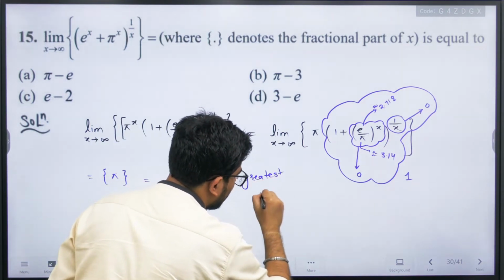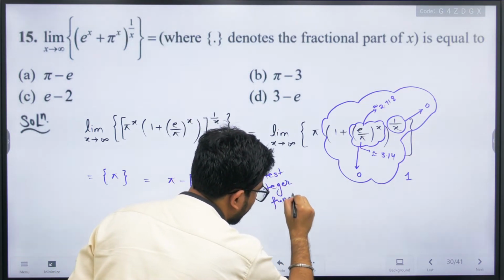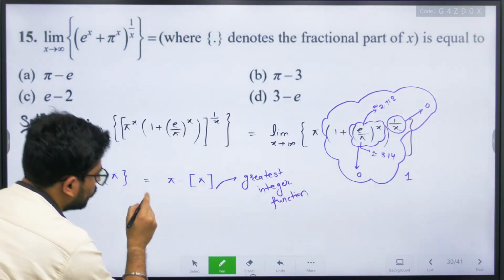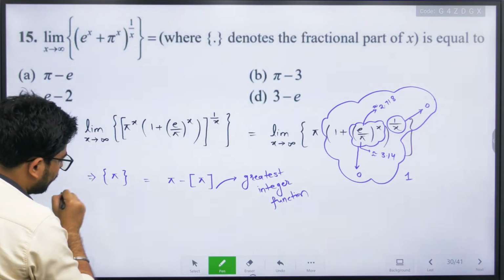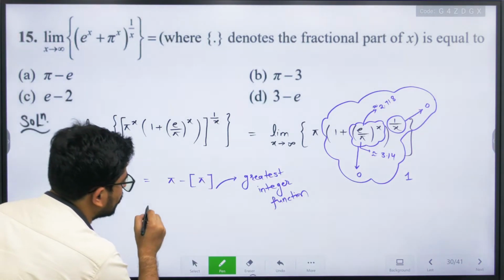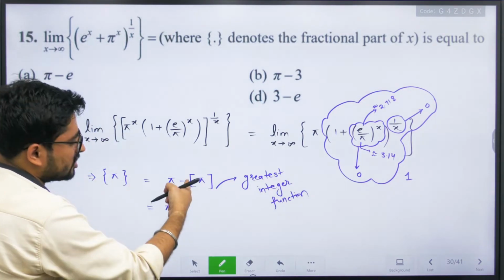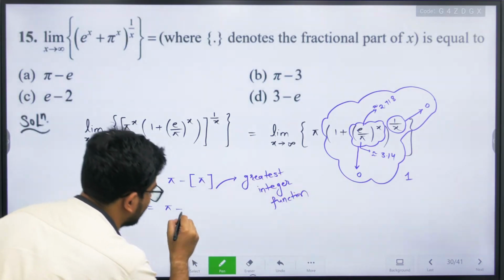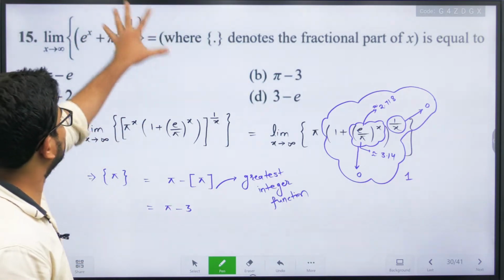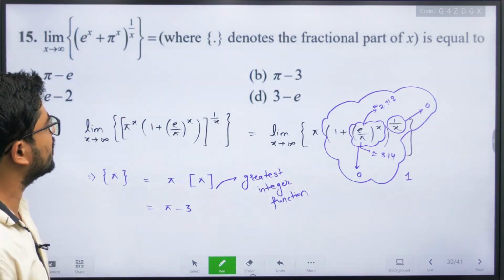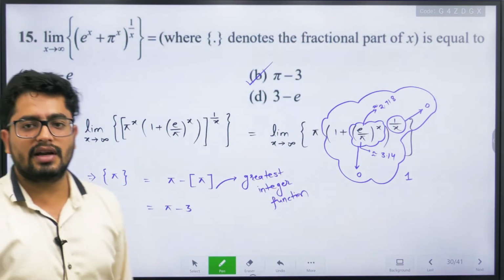Greatest integer function. Okay. So fractional is what? Fractional is that value minus the greatest integer of that value. So this thing is pi minus the greatest integer of 3.14 approximately, that is 3. So pi minus 3. So this limit extends to infinity and the whole thing is pi minus 3. So that's the correct one. Means option B is the correct answer.